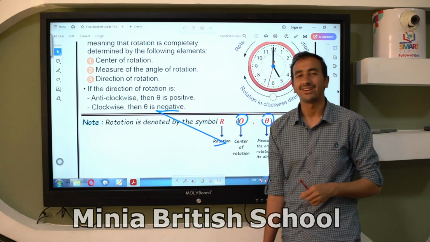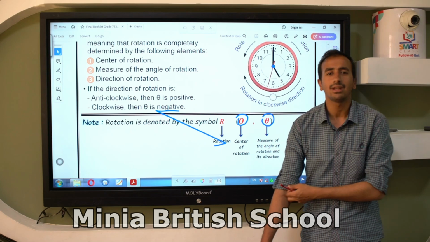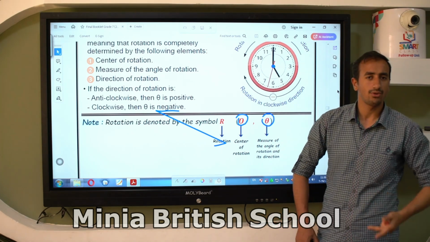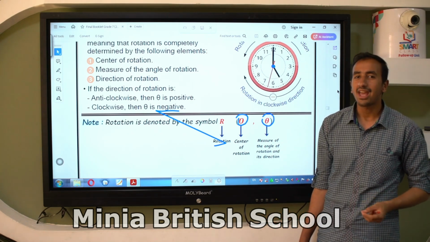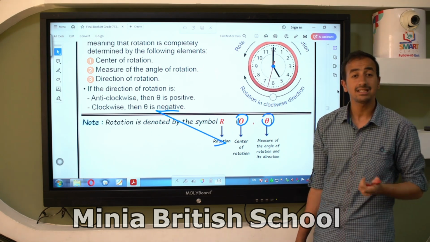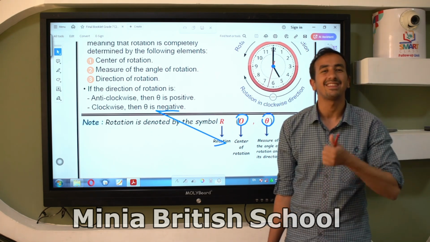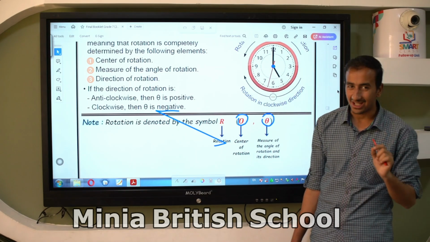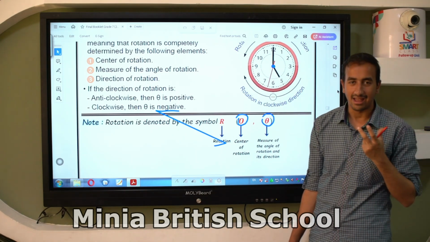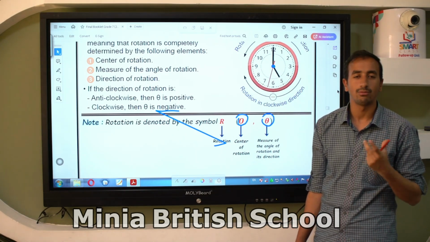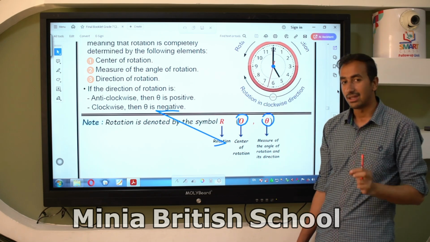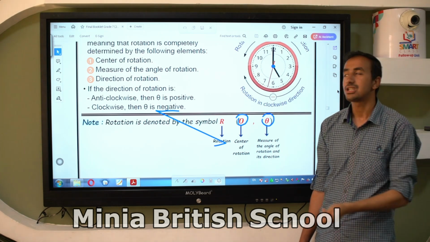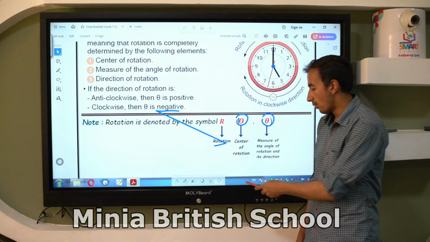Remember, we don't have any negative angle in the usual sense, but here the angle is negative. Yes, it's negative in the direction, not in the value or magnitude. Okay? Negative means the direction is clockwise.